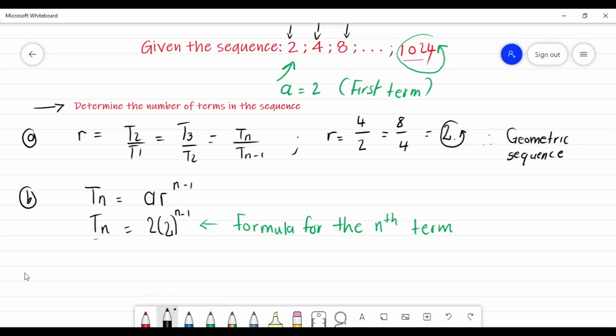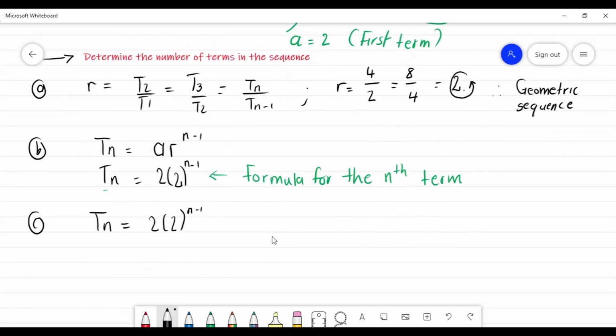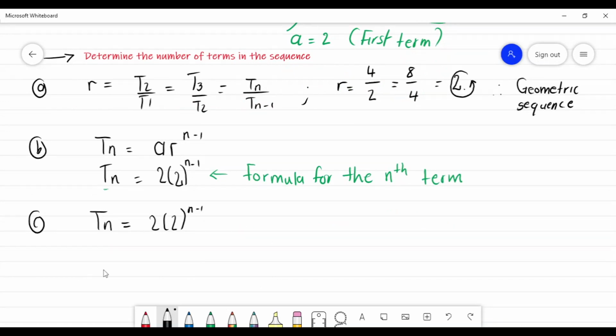I'm just going to label that as C so that you can see how I am segmenting this question. You have the general formula, Tn equals 2 times 2 to the power n minus 1. We're given a value of 1024, and we're trying to find the position of this 1024 in our sequence. So we're trying to solve for n. How do we solve for n?